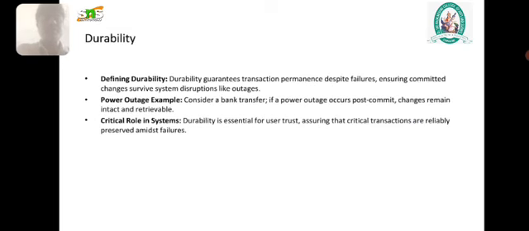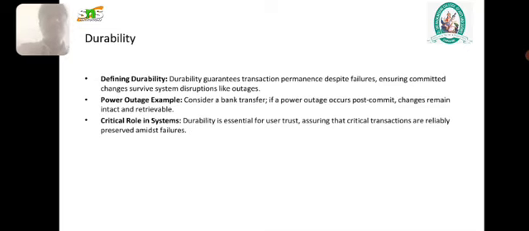Next, what is durability? Durability guarantees transaction persistence despite failures, ensuring committed changes survive system disturbances like outages. A power outage is an example: in a bank transfer, after an outage following the commit, the changes remain intact and retrievable. It is a best example.